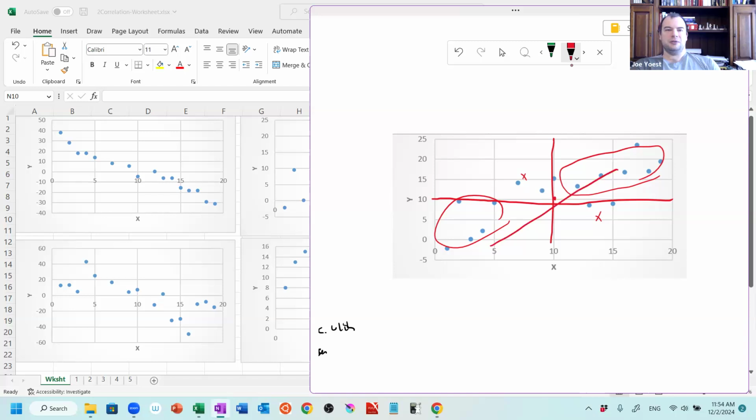A straight line that goes through the origin, from quadrant 3 to quadrant 1, would have a positive slope. So I think there's probably a decent degree of linear relationship, and probably a positive linear relationship here.